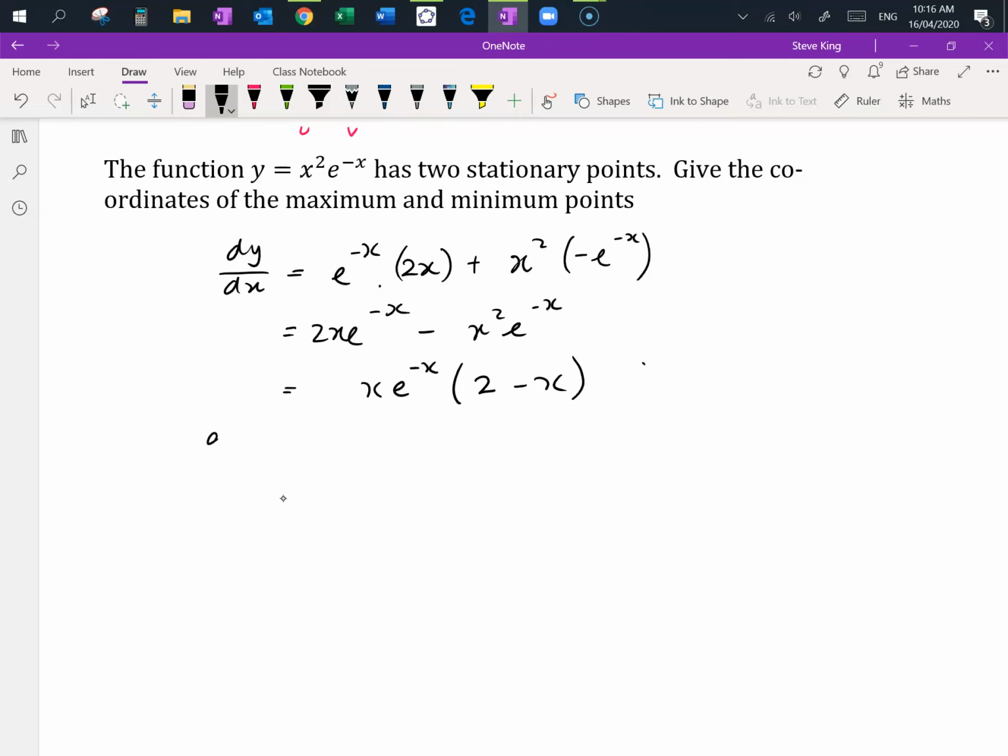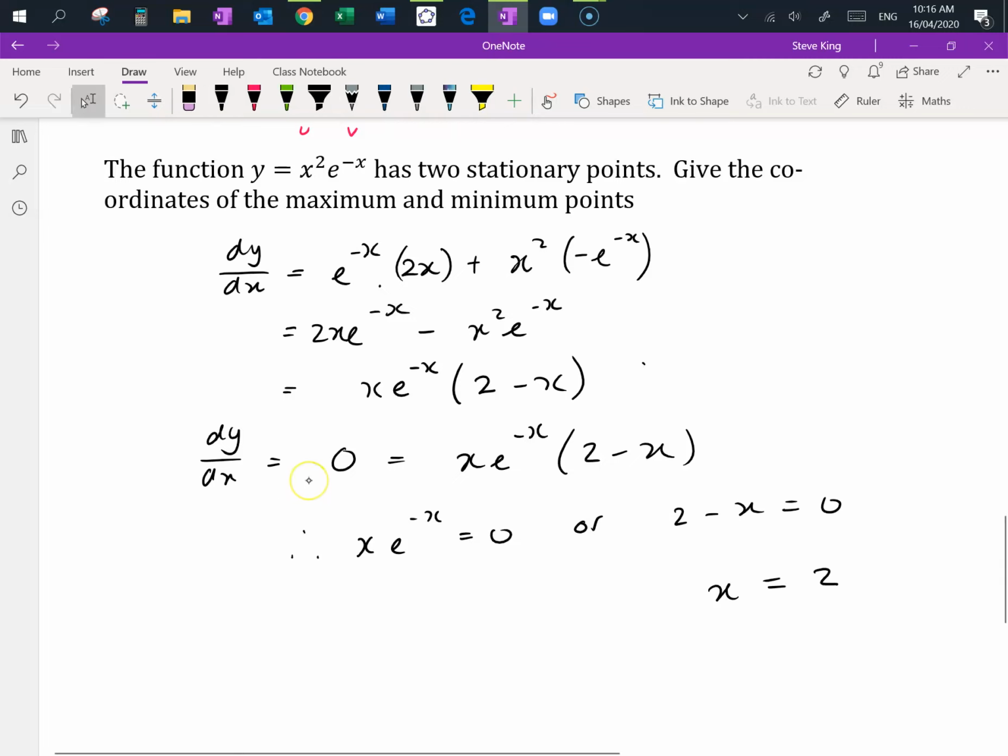And we want to know where dy/dx is equal to 0. So in other words, we want to know where this thing, x e to the minus x times 2 minus x, equals 0. And so either x e to the minus x equals 0 or 2 minus x equals 0. In which case here x is going to equal 2. In this case, e can never equal 0. So the only way that this thing is going to equal 0 is if x is equal to 0. So there we have the 2 points where the graph has stationary points, or the curve has stationary points.